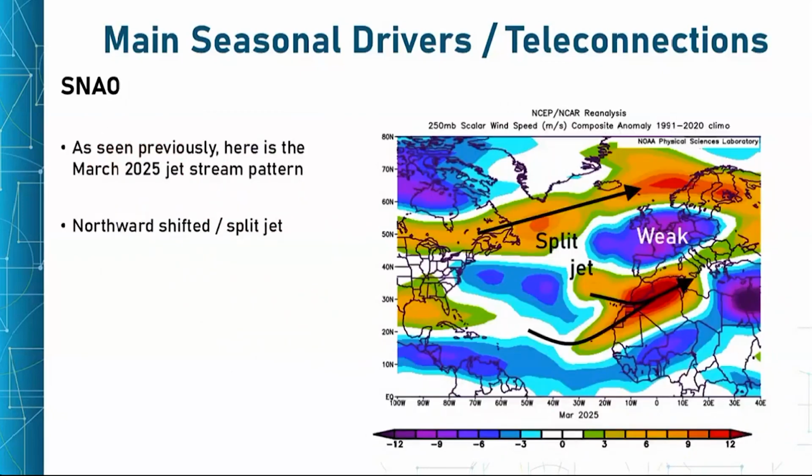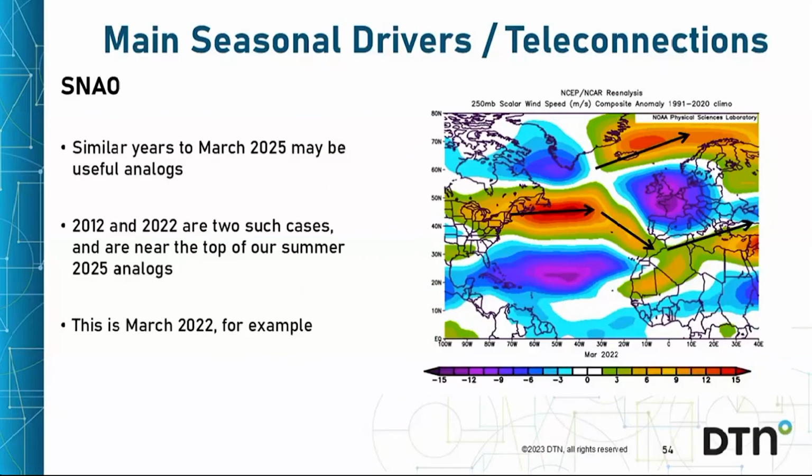Now, we saw this earlier, but here's a reminder of the upper level pattern we saw in March with a split jet, the northern arm of which displaced further north than average. And that's why much of Europe was so dry, but also why along the southern limb of this split jet, very wet conditions prevailed across much of Iberia and parts of the Med.